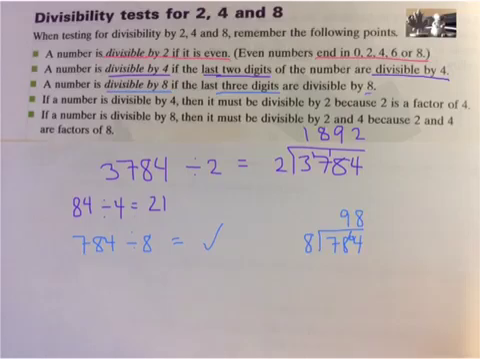Now, an interesting quick check that's worth noting is that if a question asks you, is it divisible by 2, 4, and 8, you could just skip right to 8, because if a number is divisible by 8, then it must be divisible by 2 and 4, because 2 and 4 are factors of 8. Okay?